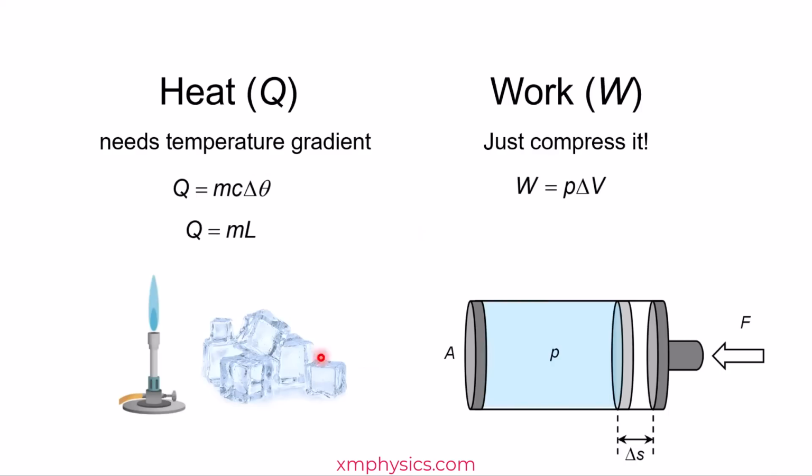Okay, I think what is important for you to learn from this video is there are two ways to change the temperature of your system. The first way, called heat, is the one that's familiar to everybody. If you want your system to gain heat or lose heat, it has to be colder or hotter than the surroundings, which means a temperature gradient is required. If you have to do calculations, you do mc delta theta and m times latent heat. So heating is familiar to everybody.